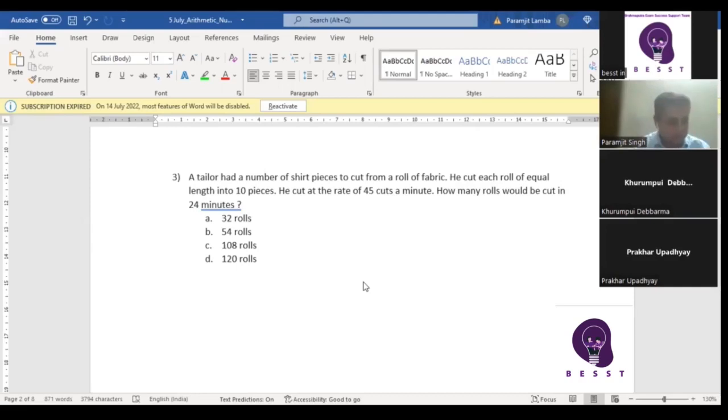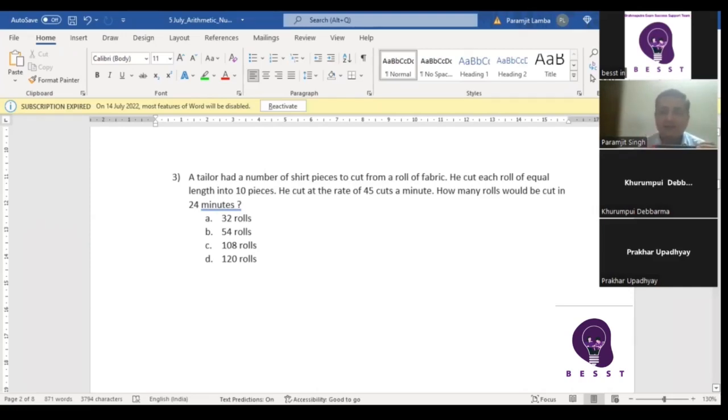Okay. Assume this is one roll. So 10 pieces have to be cut out of this. How many cuts will he make? 1, 2, 3, 4, 5, 6, 7, 8, 9. He will not make the 10th cut because the 10th cut would already be cut with the 9th cut. So he makes 9 cuts to make 10 pieces.